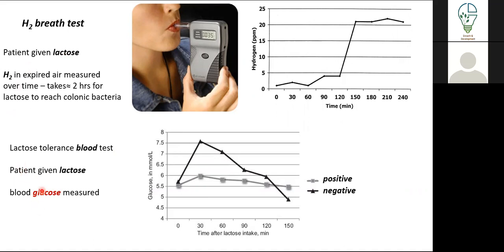Of course, as you can see here, we can also do a blood test: we give them lactose, and we check the glucose levels. We would expect that the glucose levels should rise if they have normal lactose absorption. But if they don't have normal lactose absorption, the glucose will not rise.